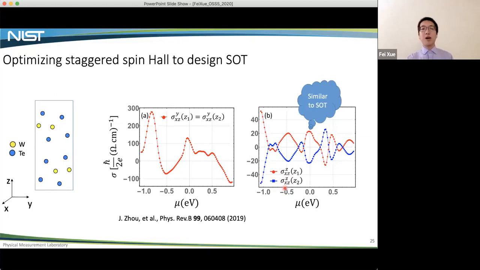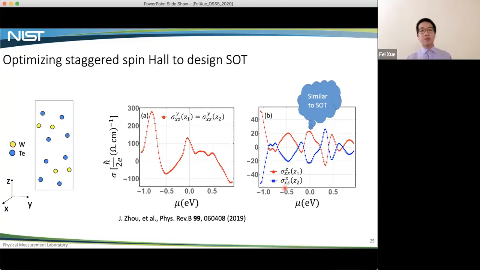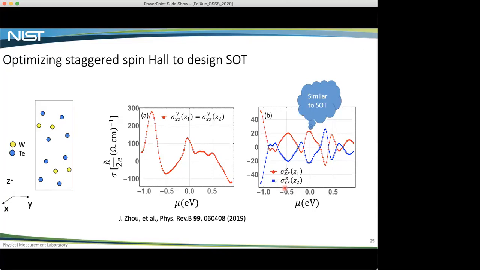I'm not sure what you mean by azimuthal angle here. Oh, maybe we can discuss later. Okay, no problem. Thank you. Is there any other question?